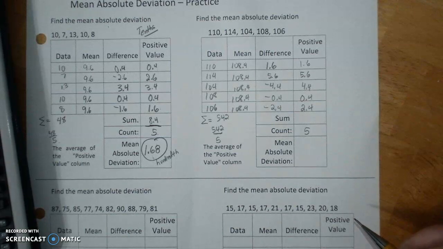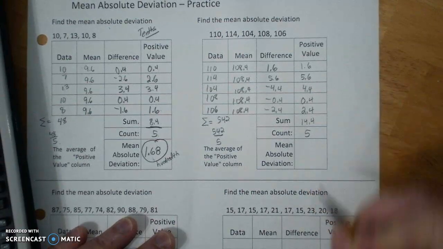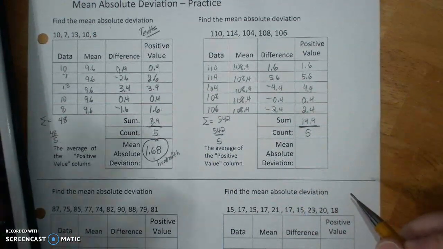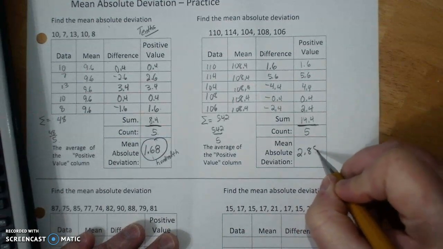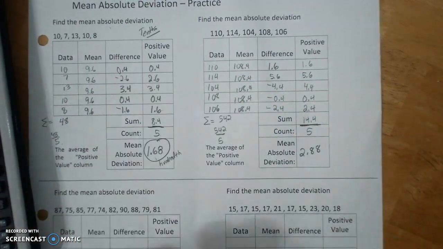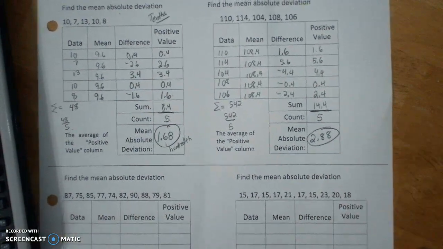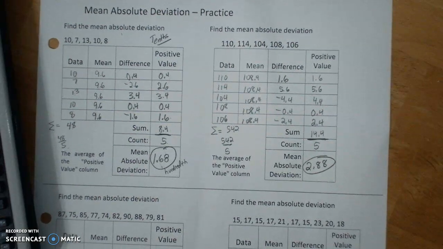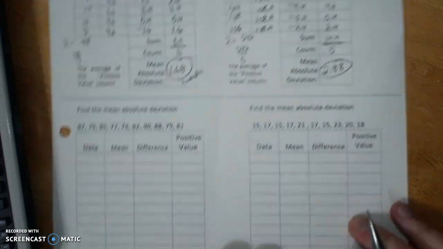I add them up. I have 14.4. I divide by 5. I get 2.88. This is a bigger spread than this. Okay, how will these be asked? You'll get this. Is there help on the STAAR chart? Absolutely not. You're going to have to remember how to do these.